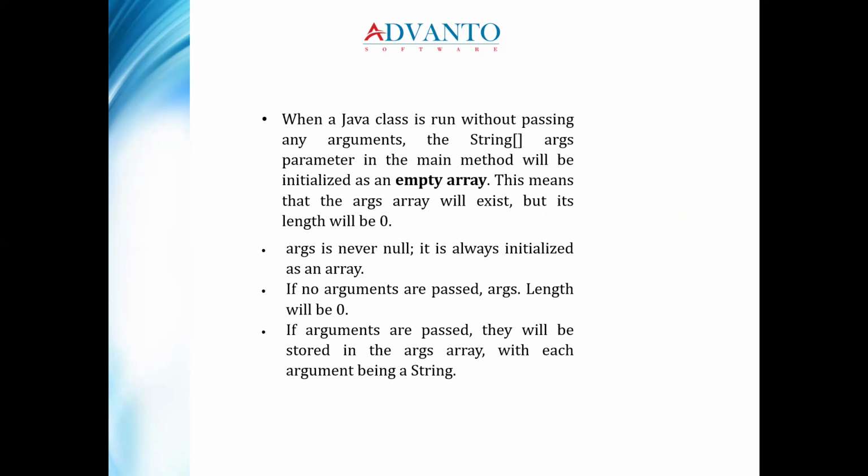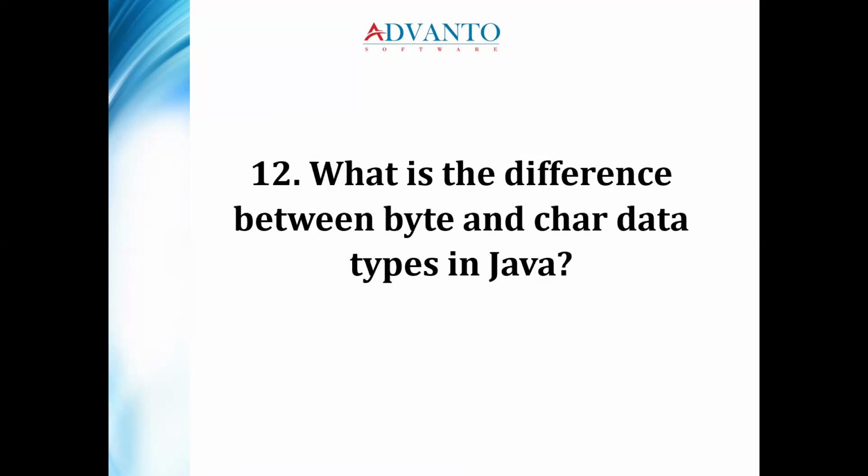When a Java class is run without passing any arguments, the String args parameter in the main method will be initialized as an empty array. This means that the args array will exist, but its length will be 0. Args is never null, it is always initialized as an array. If no arguments are passed, args.length will be 0. If arguments are passed, they will be stored in the args array with each argument being a string.